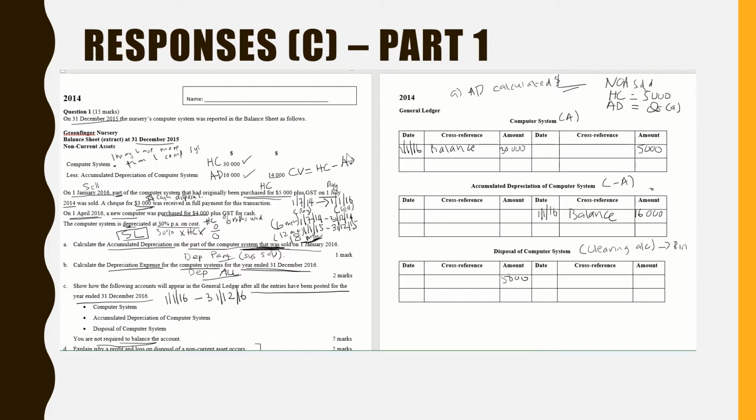What's the cross reference? It's where we have recorded the other side. Okay, so here we have disposal of computer system. Now the disposal happened on the 1st of January, so that's the date that I'm going to put in there. And here, 1st of January 2016, what's my other side? I took this from computer system.